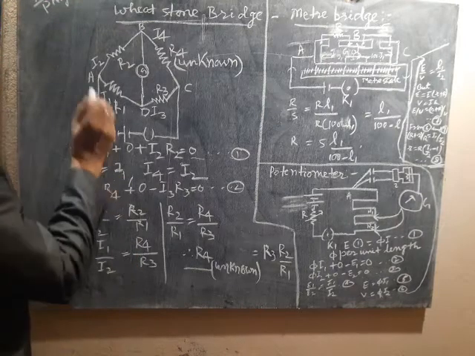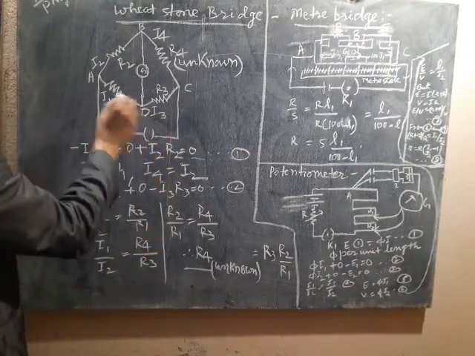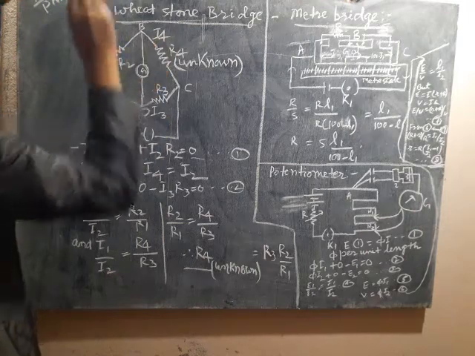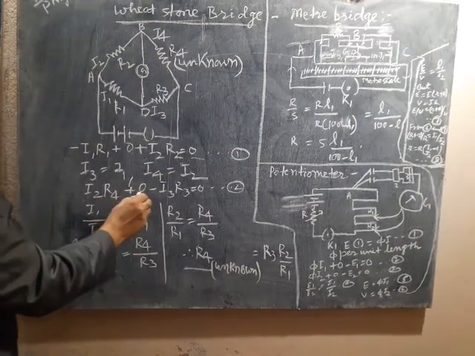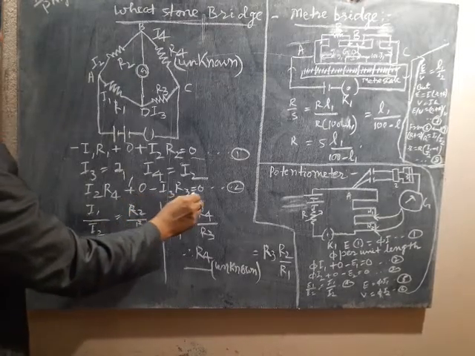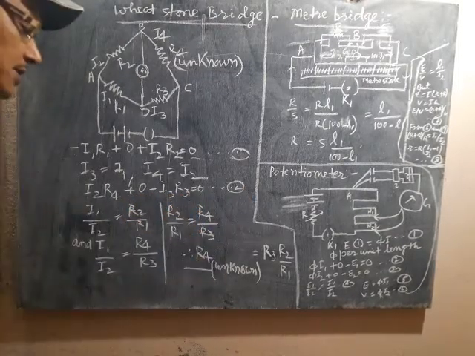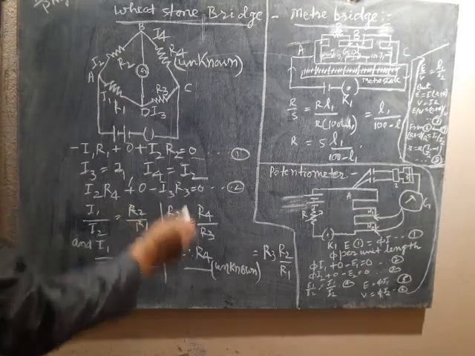And I3 is equal to I1, I2 is equal to I4. Now I2R4 plus 0 minus I3R3 is equal to 0. That is the second equation. In this case, the current direction will be reverse.